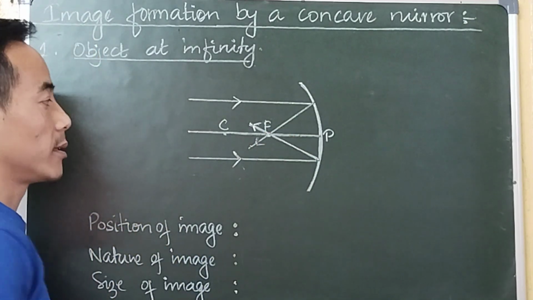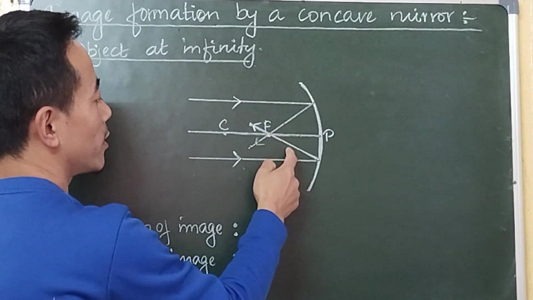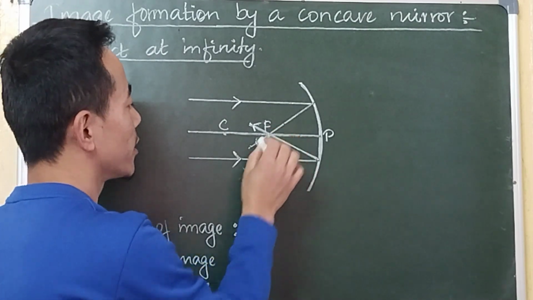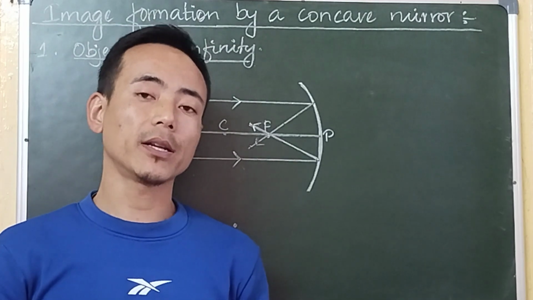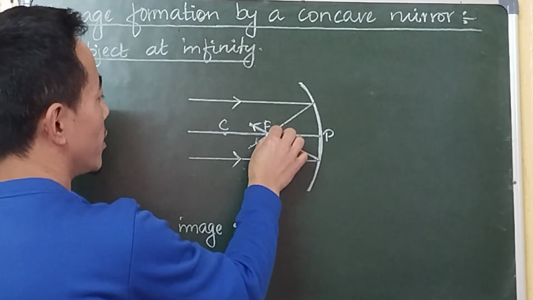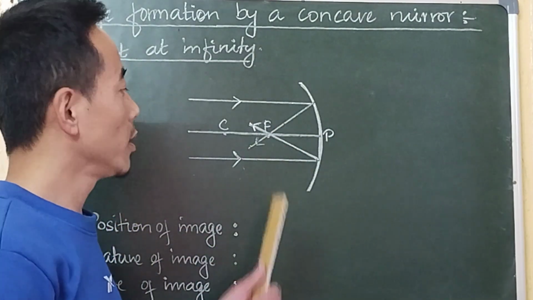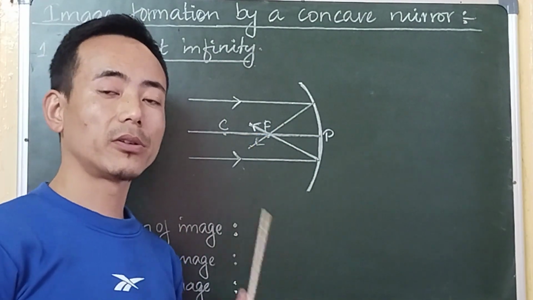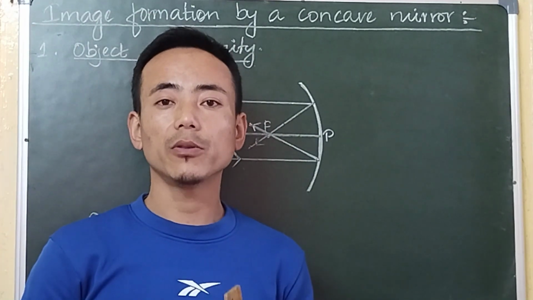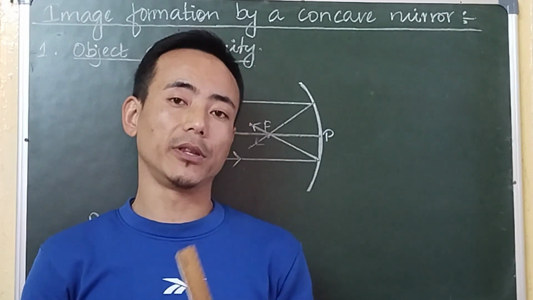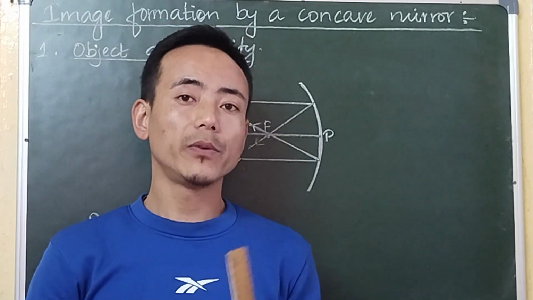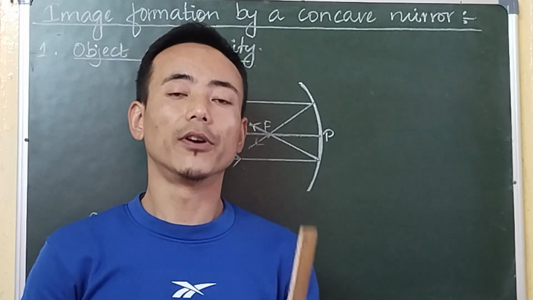Here we can see that these 2 reflected rays are intersecting at the point F. And wherever these reflected rays intersect with each other, we get the image of the object. Since the reflected rays are actually intersecting with one another, the image formed is called a real image. There can be 2 types of image formed, real image and virtual image. Real images are formed when reflected rays actually intersect with each other, and virtual images are formed when reflected rays are produced backwards.